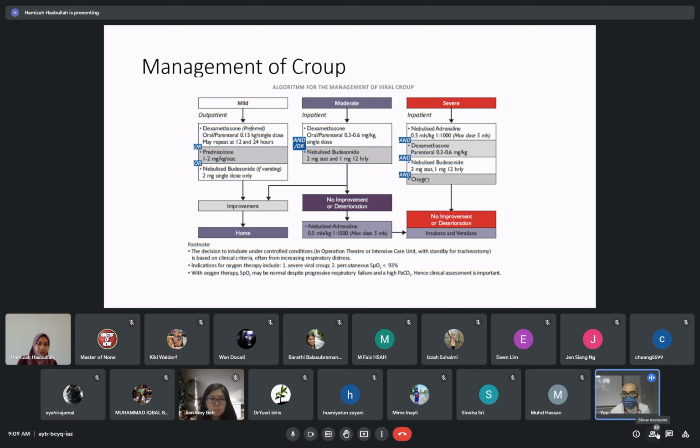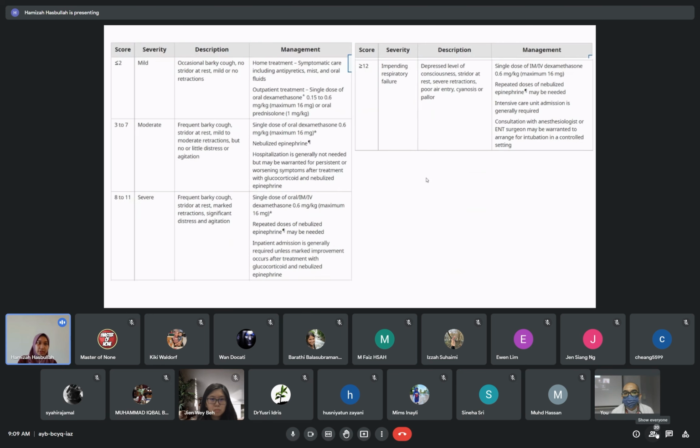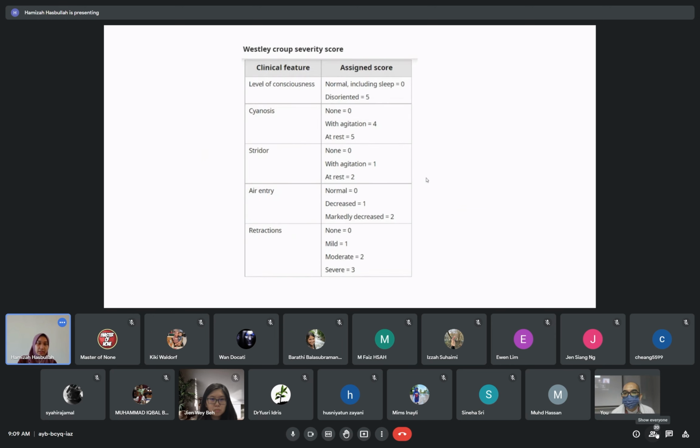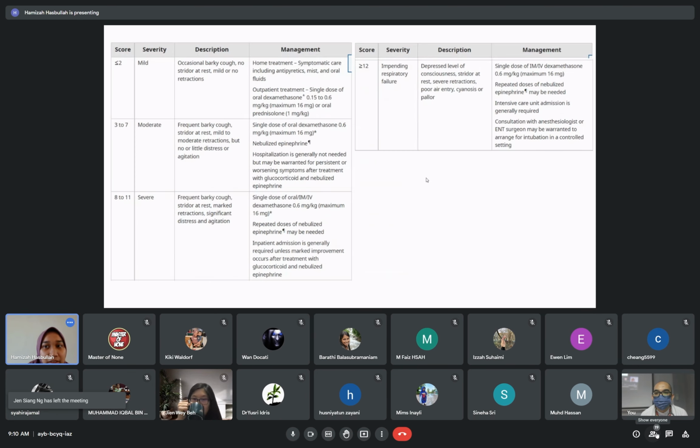Hamizah, can go back to the Wesley score tadi? Yang ni tu. Can go. Ini. Wesley score. Next page. Ni. Okay.